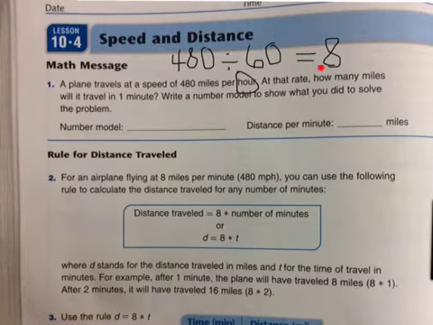Go ahead and write this down right here. You divided 480 by 60 minutes, and you will get your distance per minute, which is 8.